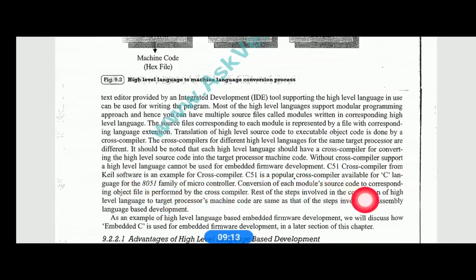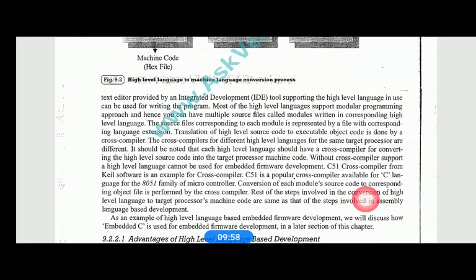Conversion of each module: several modules we use to write the program. One big program we can divide into several small programs, and those programs we call modules. In other words, we are not writing one full program for one task, meaning for one embedded product. The program written is not only one, it is a set of programs.